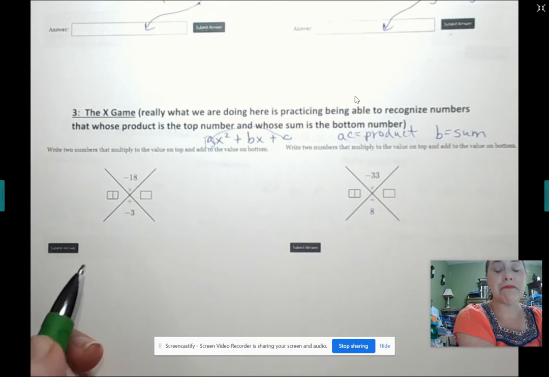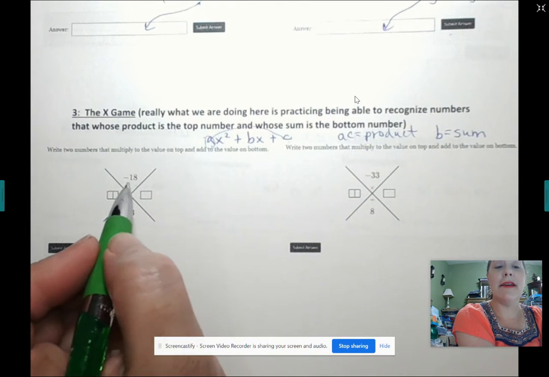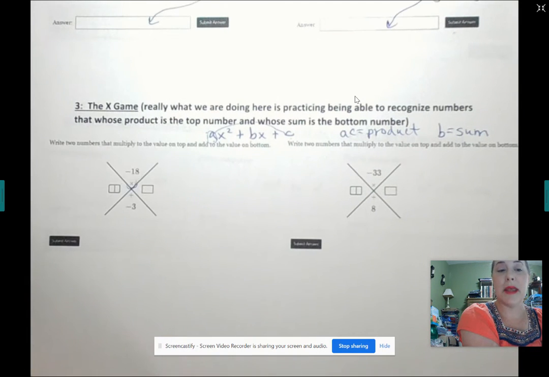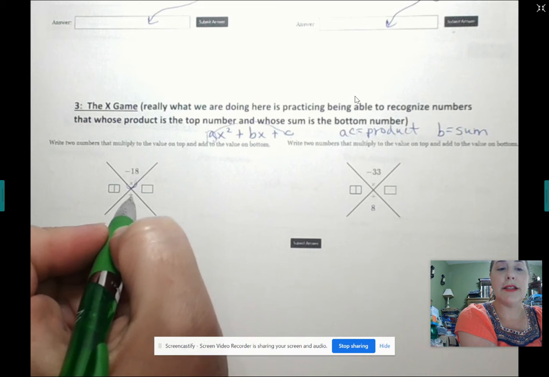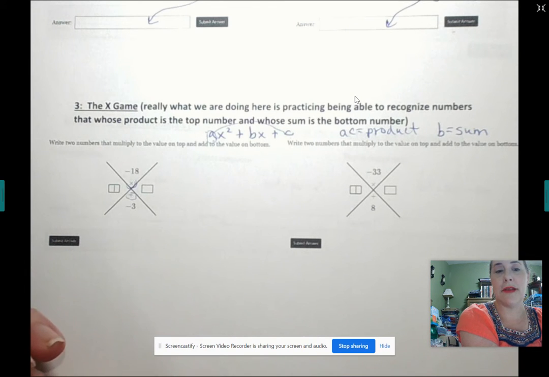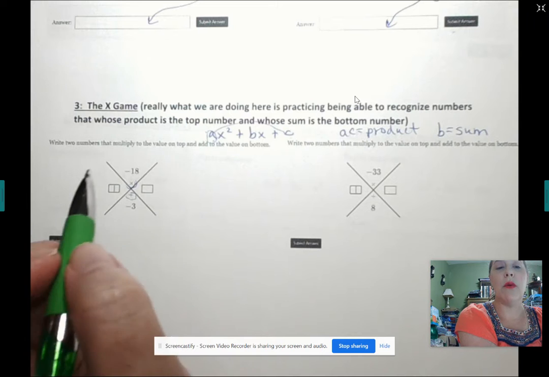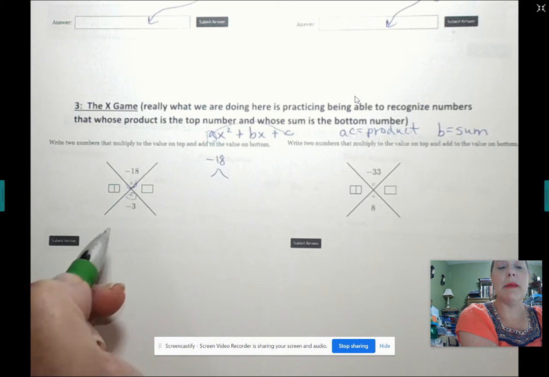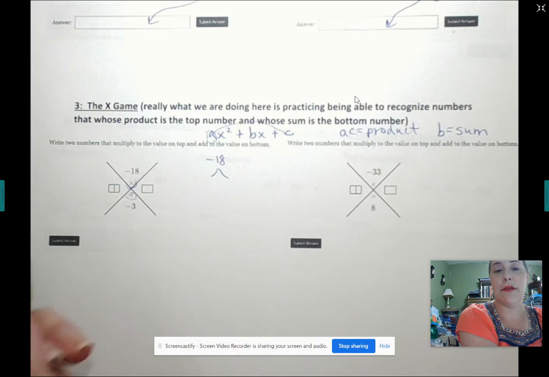So here they give us a product, and they tell you that this is a product because you see that times symbol there. And they also give us a sum, which is indicated by that plus sign right there. What we're trying to do is figure out what are numbers that multiply together to get negative 18, but if I add them together, I get negative 3.